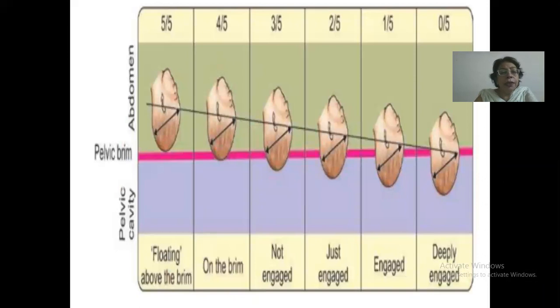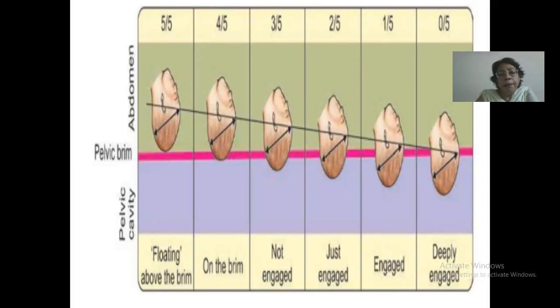The red line shows the pelvic rim. So when the whole of the head is above, floating above the brim, it is known as 5 by 5. A little bit on the brim, it is 4 by 5. Even at 3 by 5, it is not engaged. Just engaged, 2 by 5. 1 by 5 is engaged, and 0 by 5 is deeply engaged.